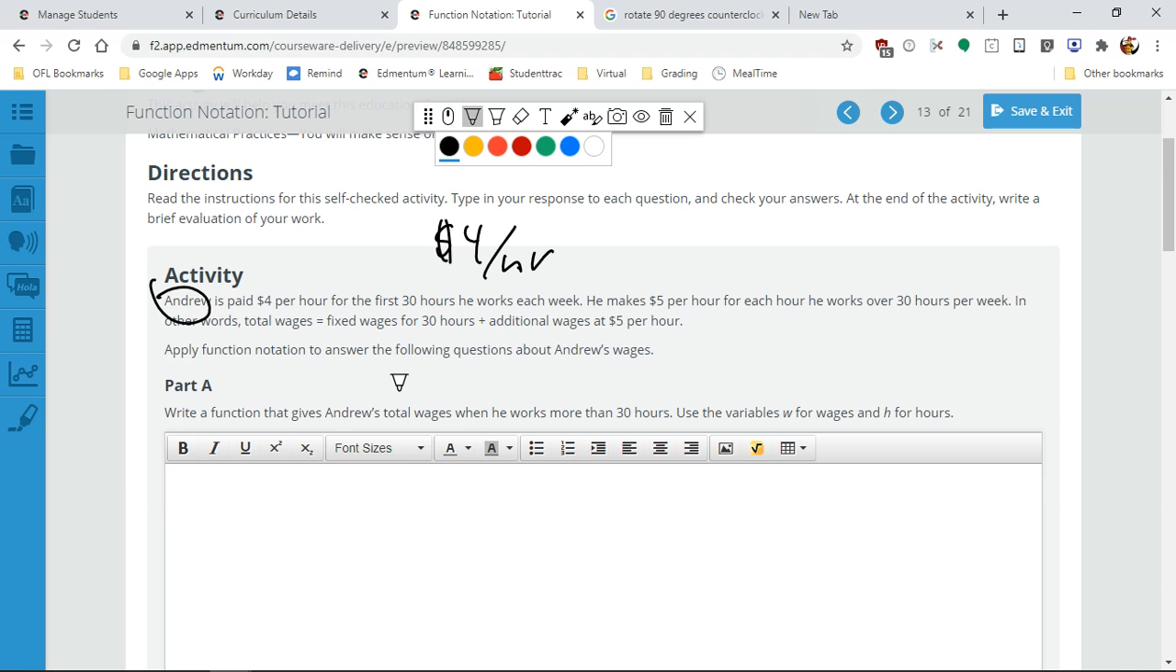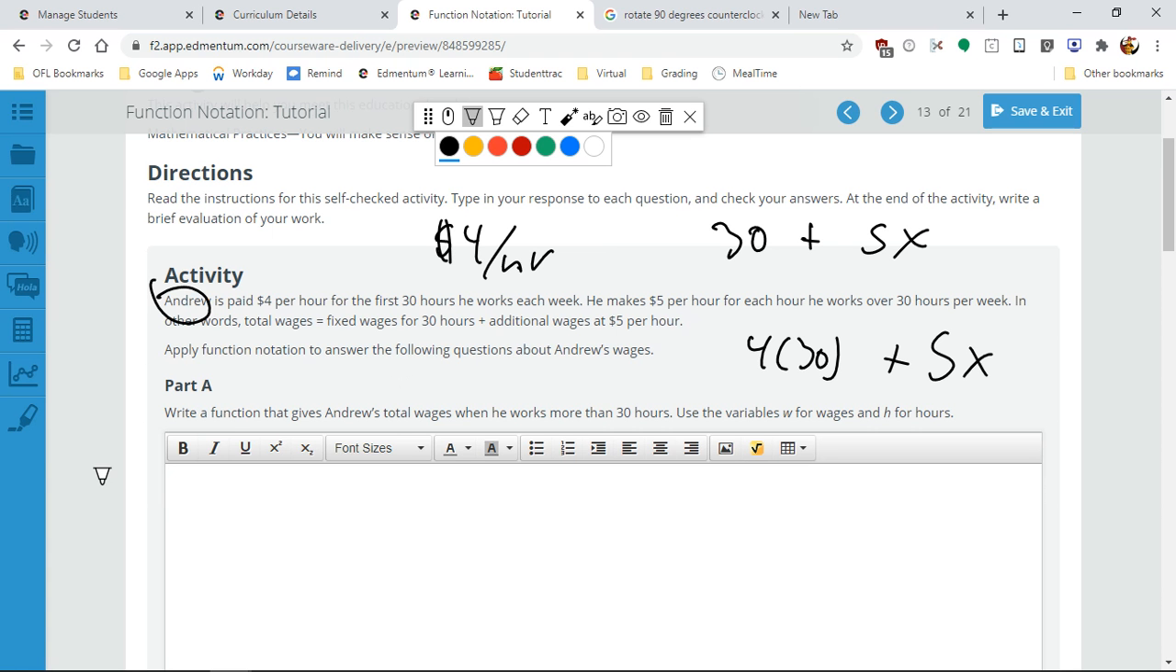So for the first 30 hours, he makes $4 per hour, and for each hour he works over 30 hours per week, he gets an extra $5 an hour. So, first 30 hours he works each week, in other words, 4 times 30 is how much he makes. But if he works more than that, he's also going to add 5x for every hour over this.